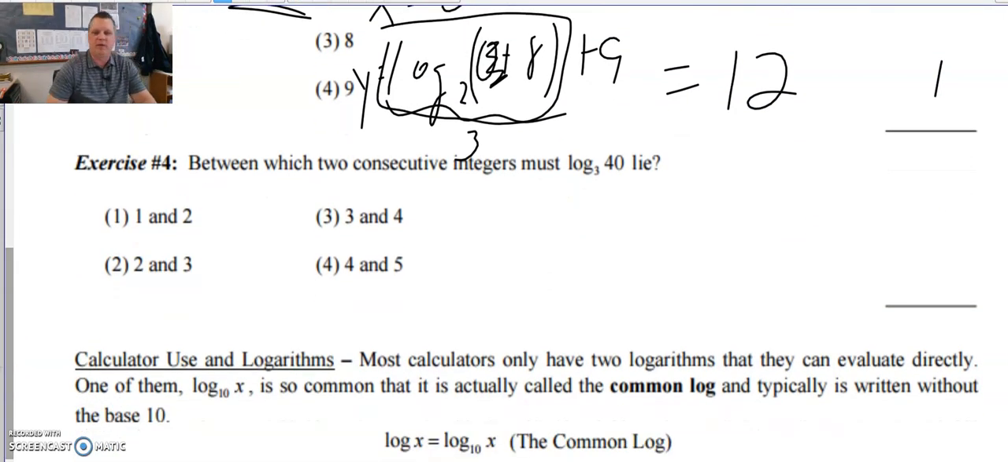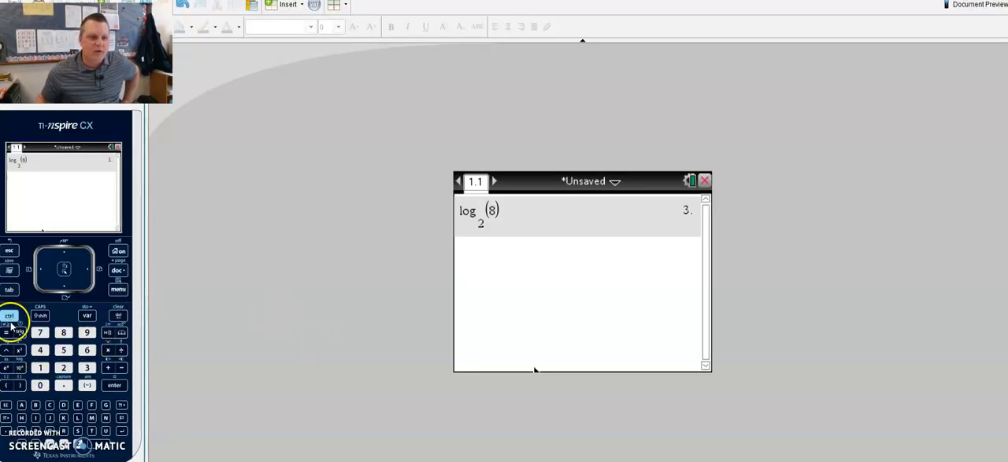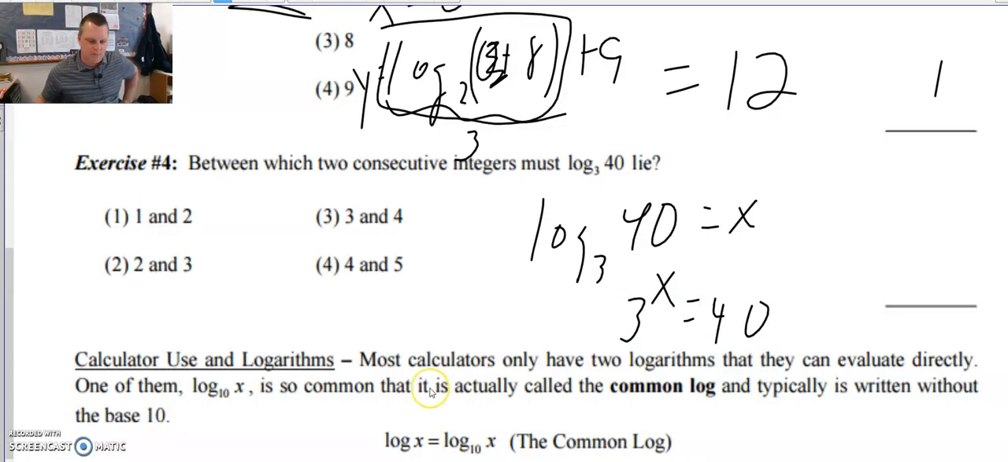Now, between what two consecutive integers must log base 3 of 40 lie? Put it in your calculator. You have log base 3 of 40 equals x. 3 to some x equals 40, okay? If you just put it in your calculator, log base 3 of 40, enter, there's 3.35. Therefore, it is between 3 and 4, choice 3.